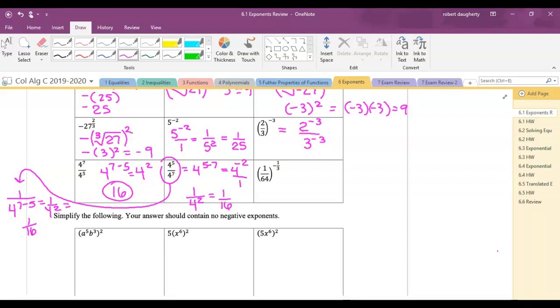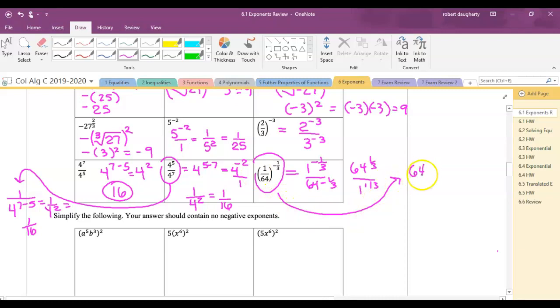1/64 to the negative 1/3, okay? With fractions, if I have a fraction like this, I could just rewrite this as 1 to the negative 1/3 over 64 to the negative 1/3. Those are both negative exponents. They become positive when they switch places. So another way to recognize this is I could just flip that entire fraction and write that as 64 over 1 to the 1/3. That means cube root of 64 over the cube root of 1.